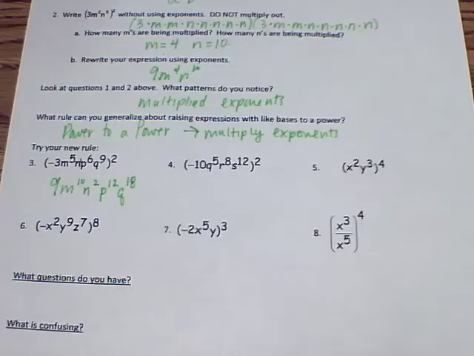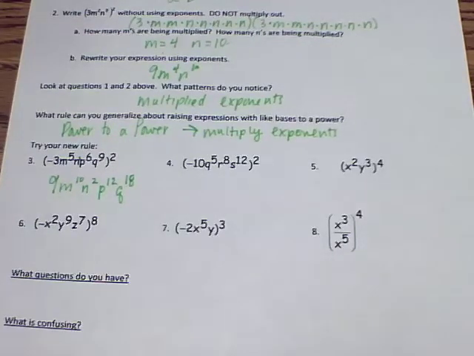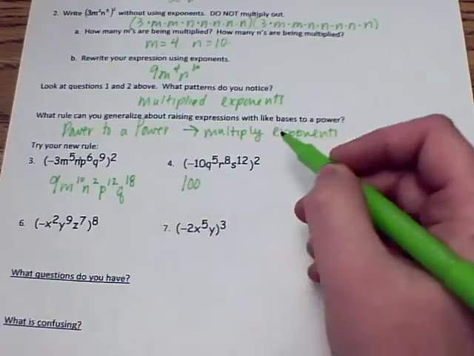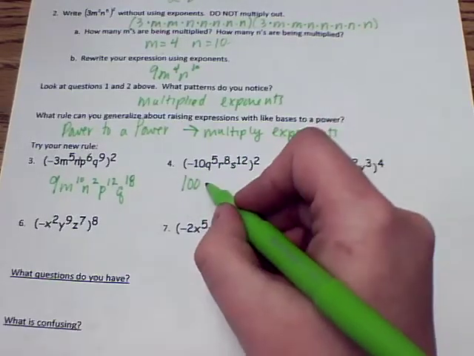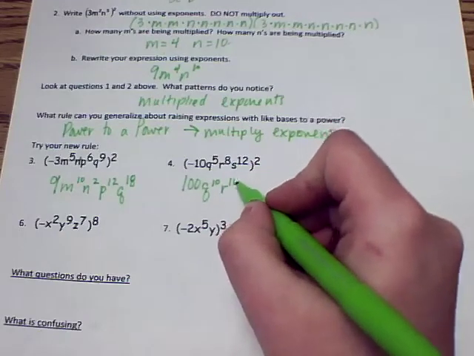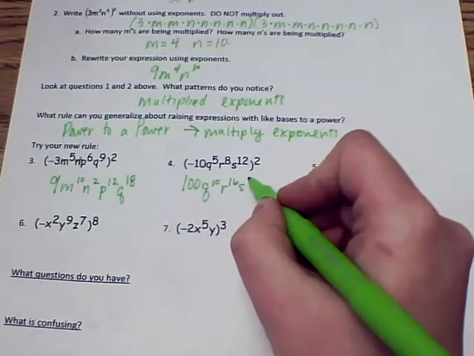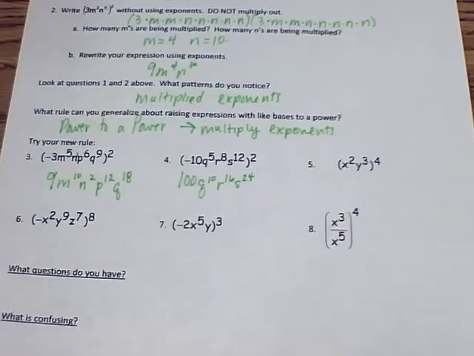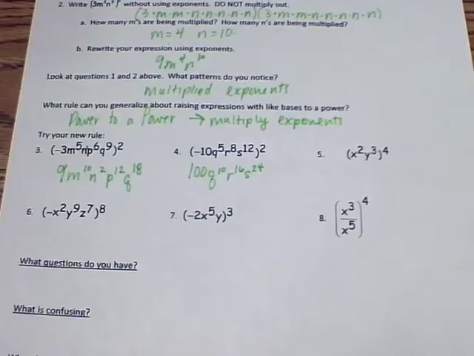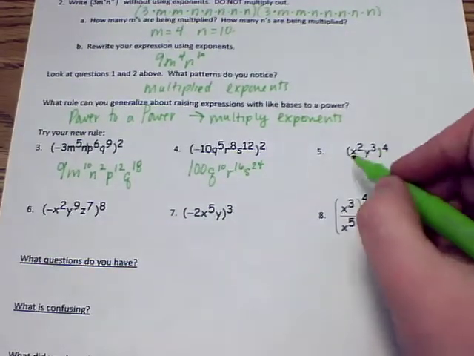Now number 4, I have negative 10 squared. Well, that's negative 10 times negative 10, which is positive 100. And let's multiply out our exponents. Q to the 10th, 8 times 2 is 16, r to the 16th, 12 times 2 is 24, so s to the 24th. Alright, so go ahead and pause your video and try the other ones on your own and see if you end up with the same answer.